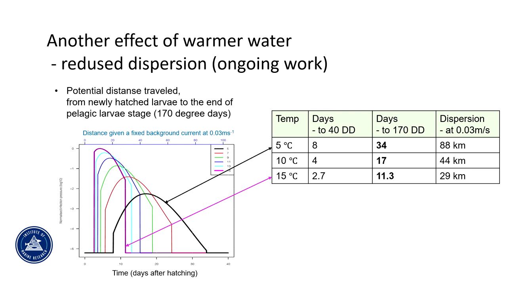And if we assume a constant background current speed at 0.03 meters per second, then the traveling distance will be 88 kilometers at 5 degrees. And this is reduced to 29 kilometers at 15 degrees. And this reduction will, of course, have a large impact on the connectivity and the infection pattern between the farms.